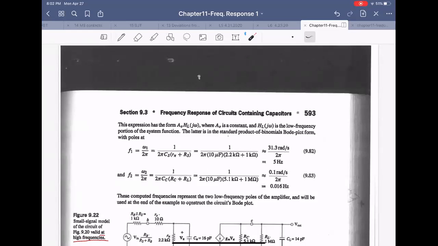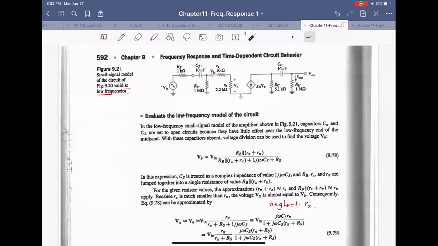See here, C-series times R pi plus R sub S. So for frequency we put 2 pi, omega of 2 pi, times C sub S, then multiply R pi plus R sub S. How about this one?